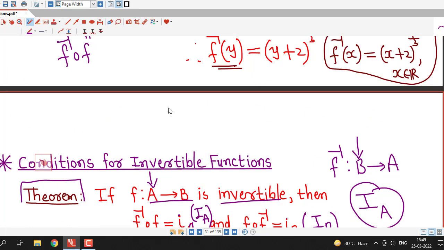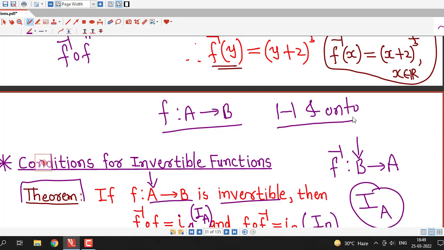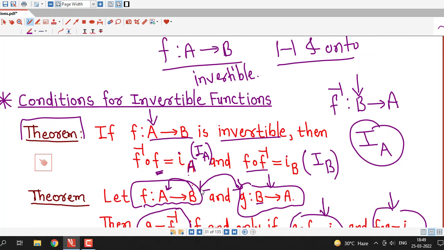If you want to check whether given function is invertible or not, then the condition is that function must be 1 1 and onto. If given function is 1 1 and onto, then that function is invertible. We can define its inverse. But if we are given two functions and if they ask you to check whether those two functions are inverses of each other, then we will find out their compositions.